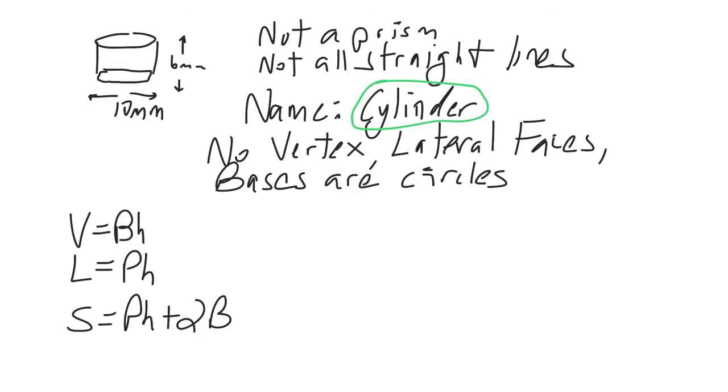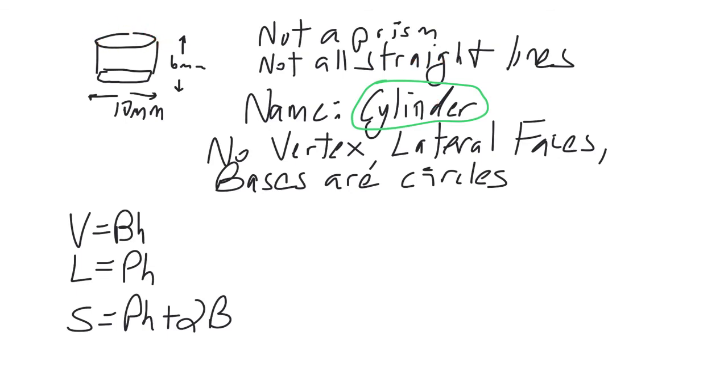In this picture, we have a cylinder. It's not a prism, even though it has 2 bases that are congruent and parallel to each other. It's not a prism because it's not all straight lines. We have curvy lines right here. So it's not a prism.